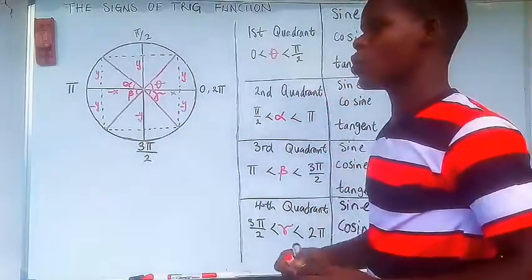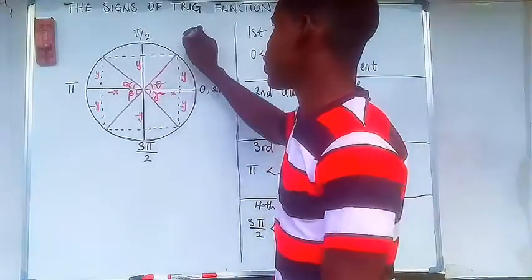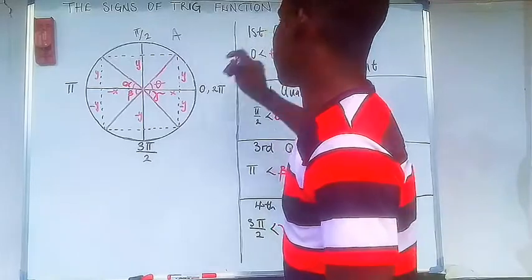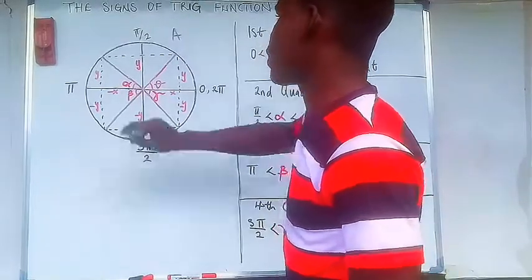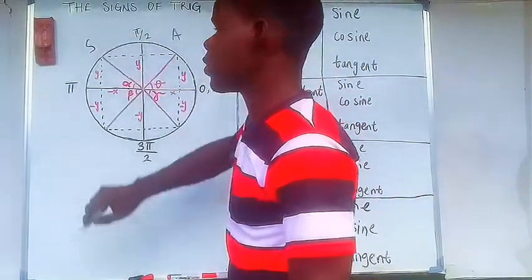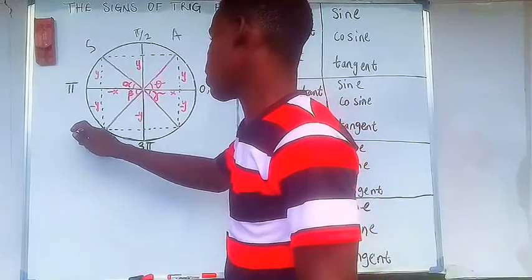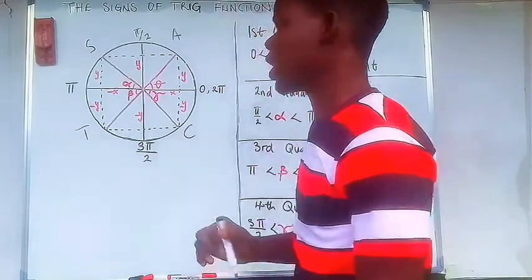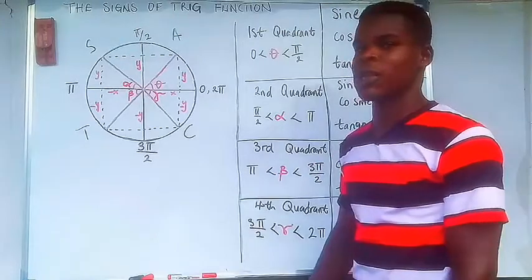quadrants. Now we used to get the notation where you say that right here, all 3 of them are always positive. Right here we have that only sine is positive, and here we have that only tangent is positive, and lastly we have that only cosine is positive. We want to show you how this came to be.